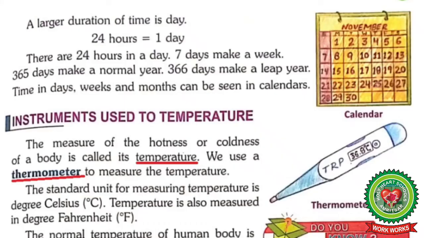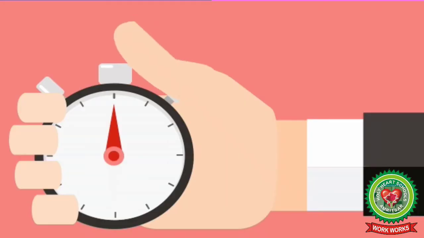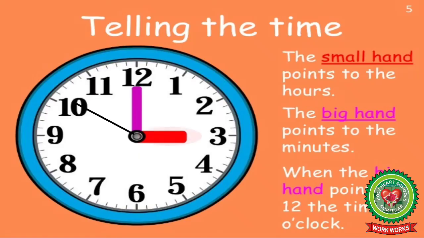There are different types of clocks like wristwatch, wall clock, digital clock and stopwatch. There are 3 hands in a wall clock. The shorter and thick hand reads hours. The long and thick hand reads minutes. The longest and thin hand reads seconds.